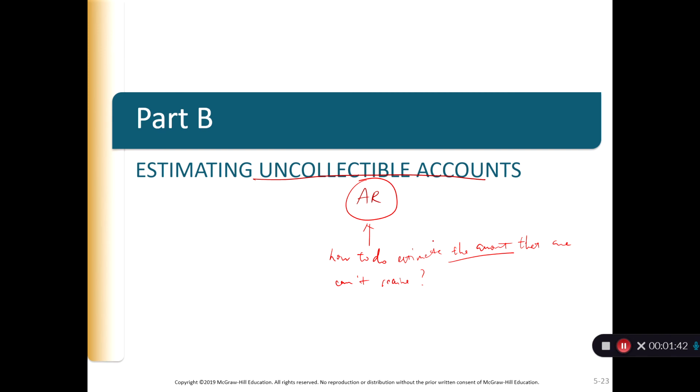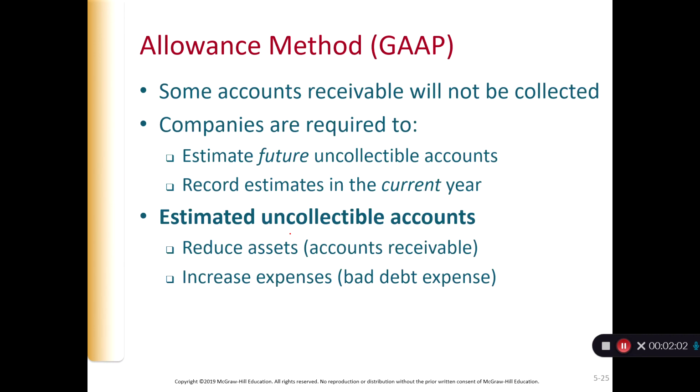So customer accounts that we no longer consider accounts receivable, that we no longer consider we can collect, will be called uncollectible accounts, or another name is bad debt. Okay. So generally accepted accounting says that we need to use the allowance method to record our uncollectible accounts, right? When some accounts receivable will not be collected, we need to record bad debt expense.